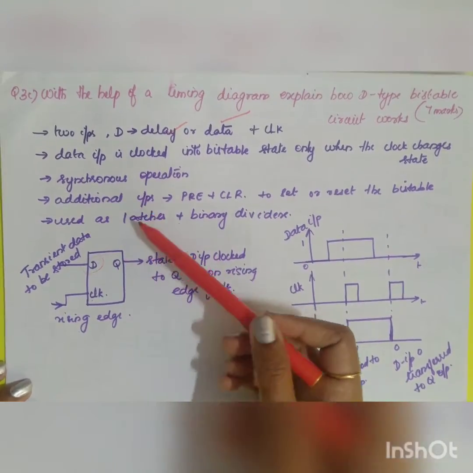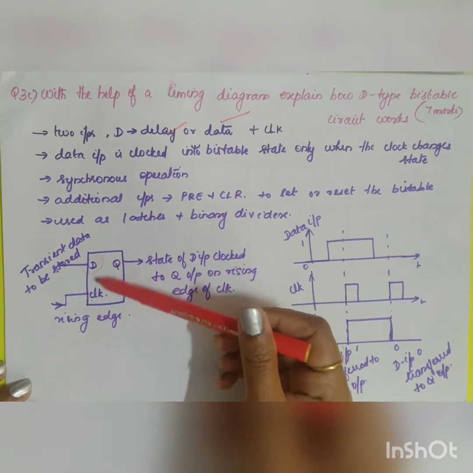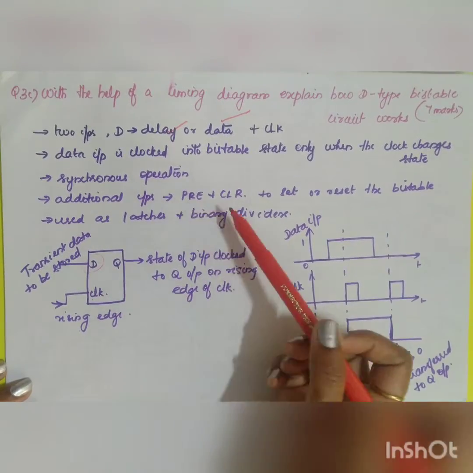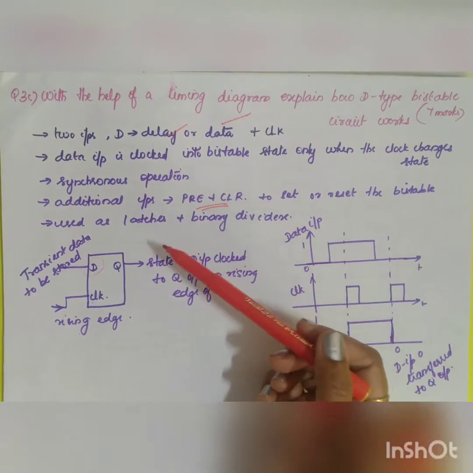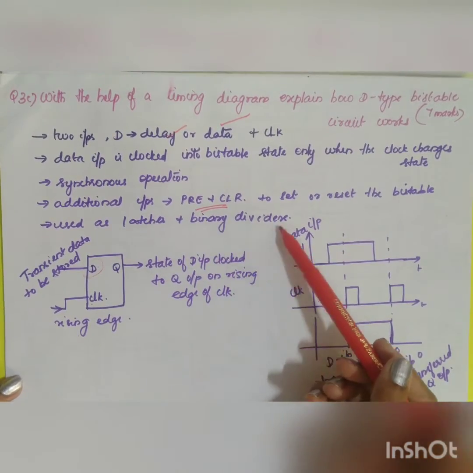synchronous operation. You have additional inputs along with these two inputs, they are preset and clear. It is used to set or reset the bistable. It can be used as latches or binary dividers.